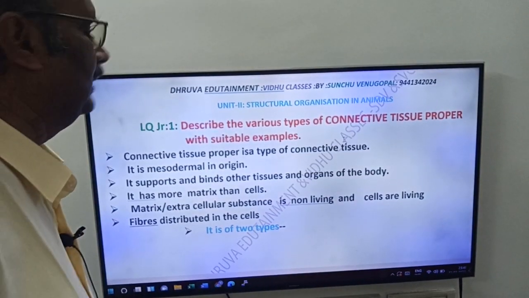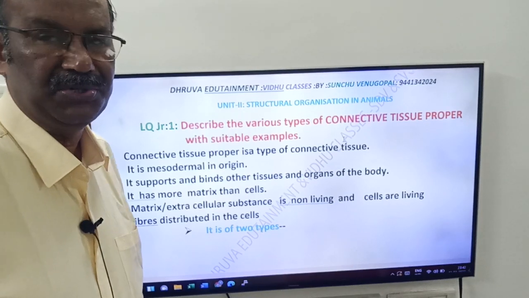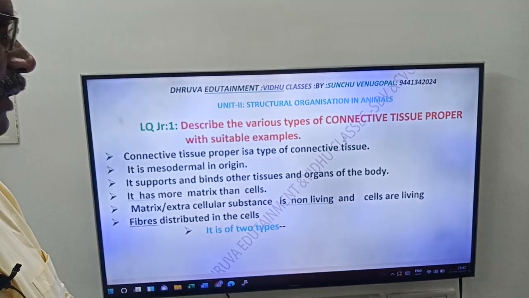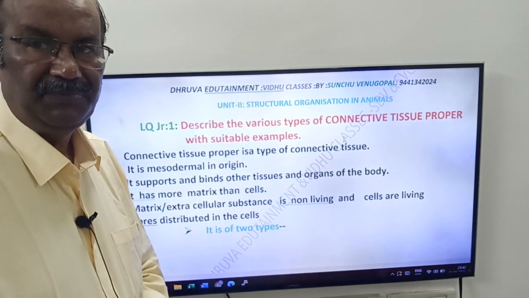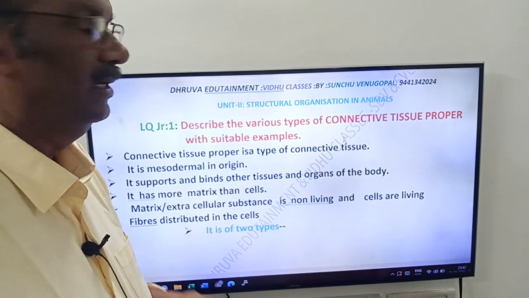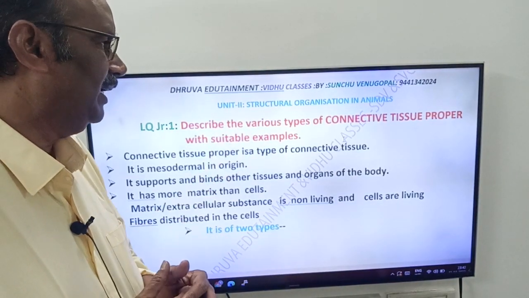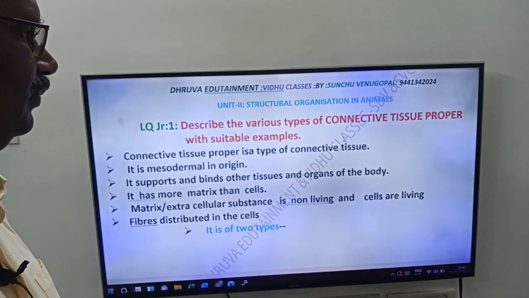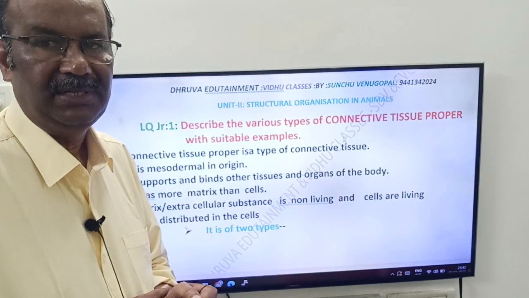Friends, this is an LQ, a long answer question, an 8 marks question from unit 2 of intermediate first year zoology. From which chapter, friends? From structural organization in animals. See the question: Describe the various types of connective tissue proper with suitable examples.